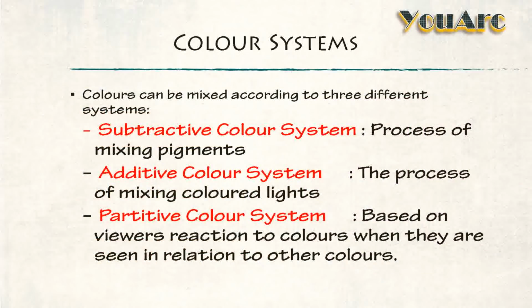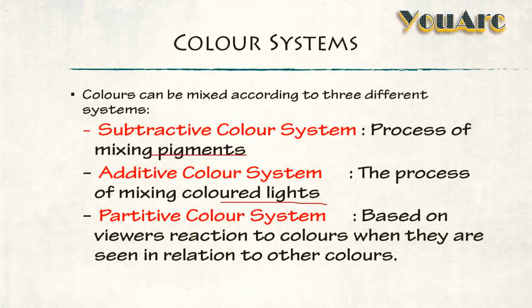We have three kinds of color systems. The color can be mixed according to these three different systems. First is the subtractive color system. The process of mixing pigments or colors can be done by this color system. The additive color system is the process of mixing colored lights. Okay, we have to remember: subtractive is for pigment and additive color is for light.